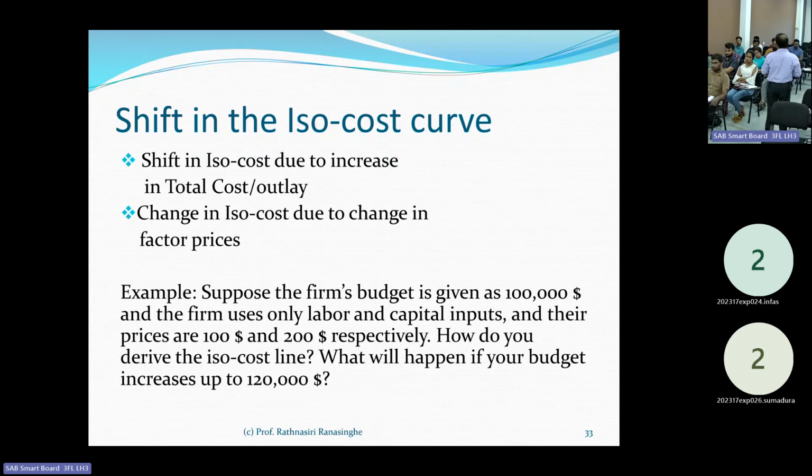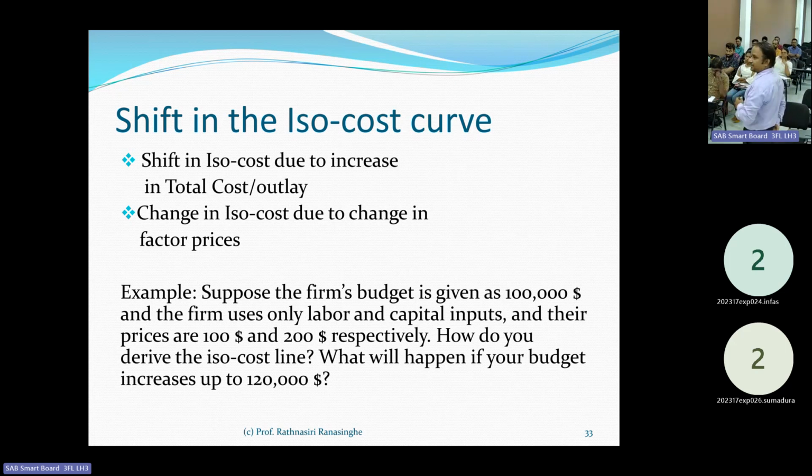Only the expenditure increase, right? So that shifts the isocost curve to the right, a parallel shift. That means it allows the producer to use more of both factors of production. So we can incorporate more inputs, labor and capital, and therefore go to a higher level of cost. That is indicated by shifting the isocost to the right.